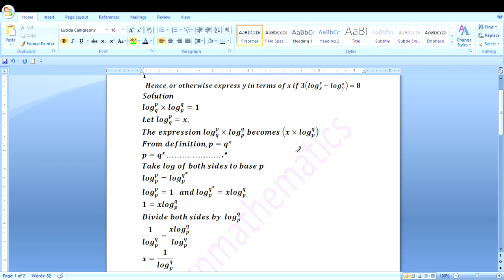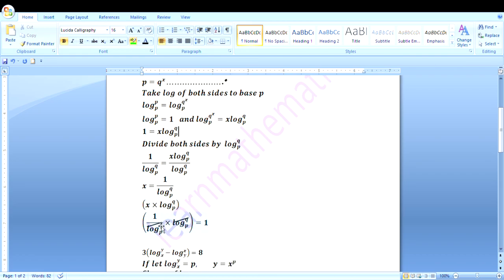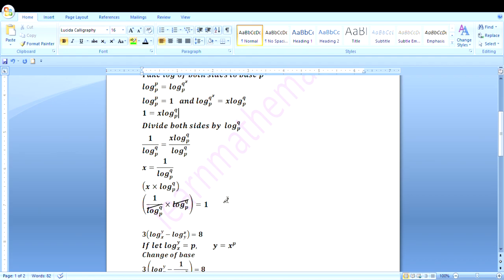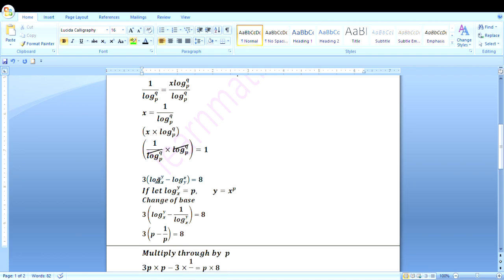Now, all we need to do, we recall that we said that this is equal to this, and X now has an expression of 1 over log Q to base P. So that in place of X, we substitute 1 over log Q to base P times log Q to base P, and this cancels this. Eventually our answer is 1. That means we have tackled the first part of the question.